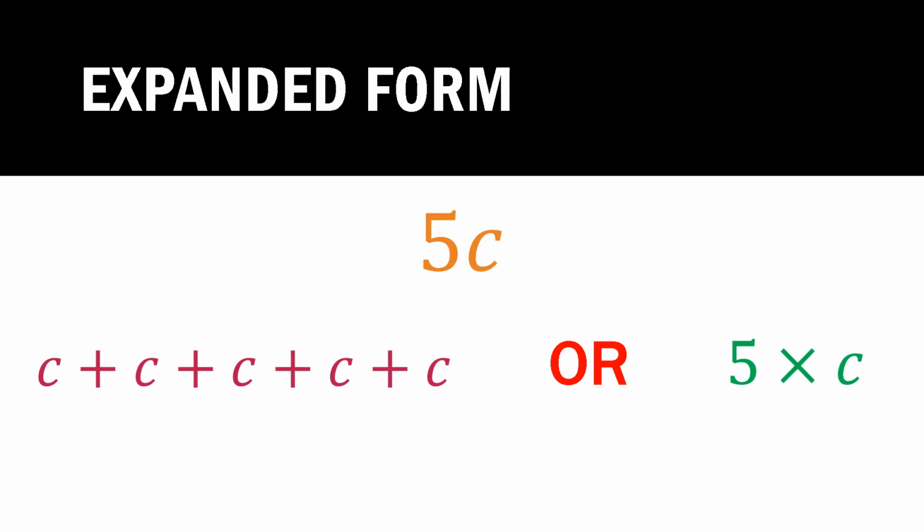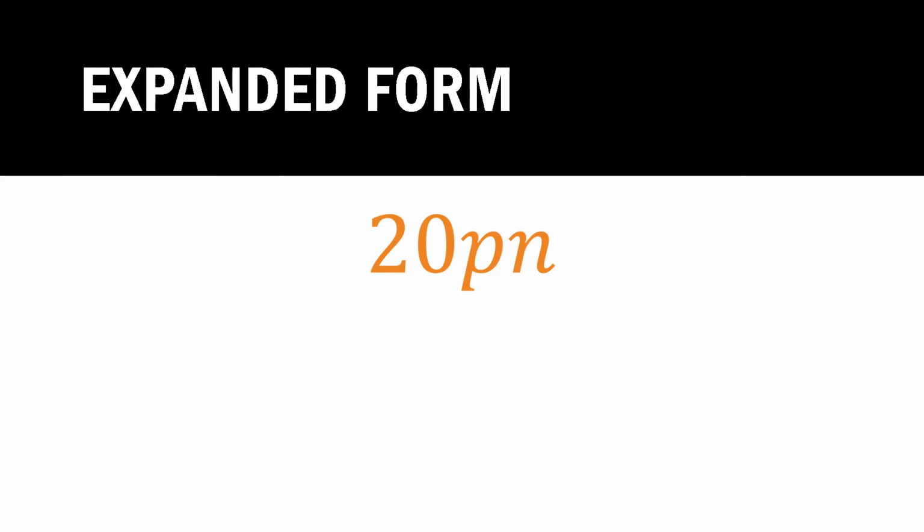When we are asked to expand 5c, we can expand it by using addition. We can say c plus c plus c plus c plus c. Or we can say 5 times c. Remember, in mathematics, we do not need to write the multiplication sign between the numbers and the letters. So when you see a number and a letter together, it means that we are multiplying. If you are asked to expand 20pn, you can simply write 20 times p times n.